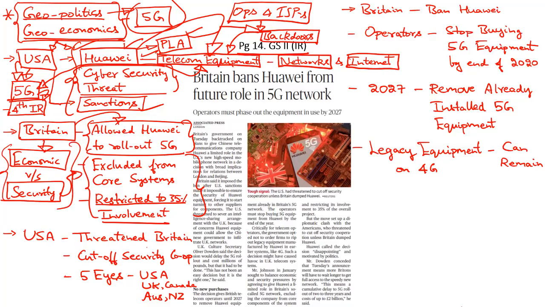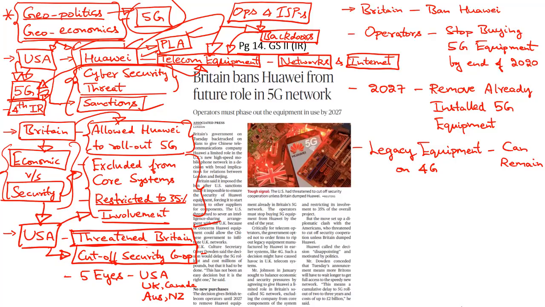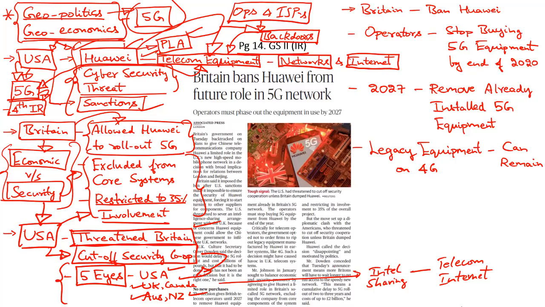But this decision of the British government invited a backlash from the United States. The United States called for a complete ban on Huawei's equipment, and it threatened Britain that if it goes ahead with the deal, it would cut off its security and intelligence cooperation arrangement with Britain. If you remember, recently we discussed the 5 Eyes group. This refers to a group of 5 countries, including the United States, United Kingdom, Canada, Australia, and New Zealand, which have established a close intelligence sharing arrangement between themselves by interlinking a few critical networks of their telecom and internet infrastructure.